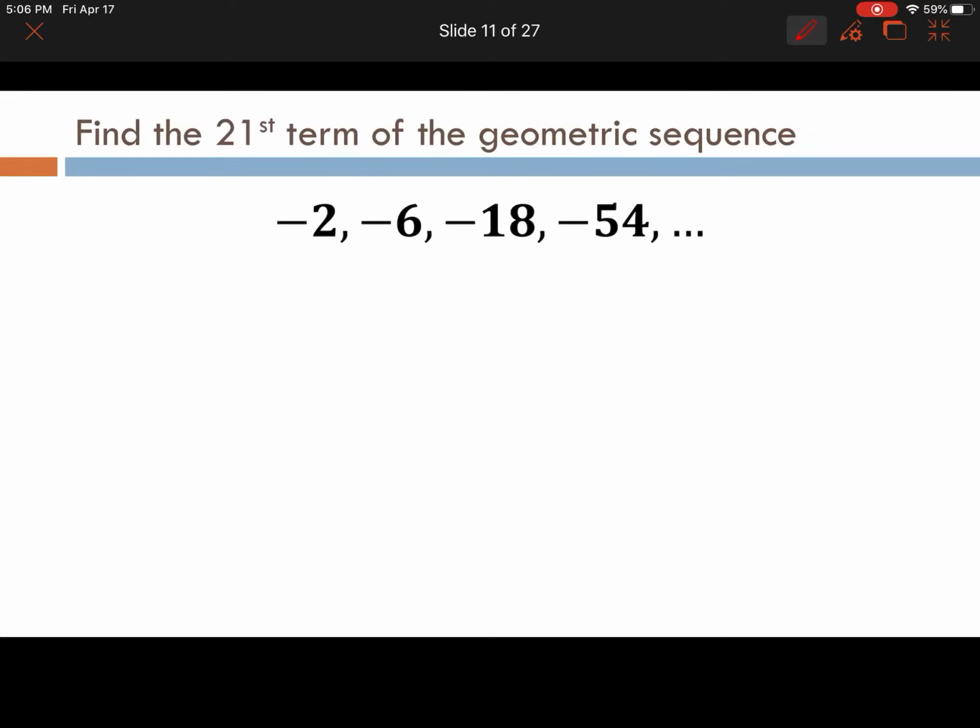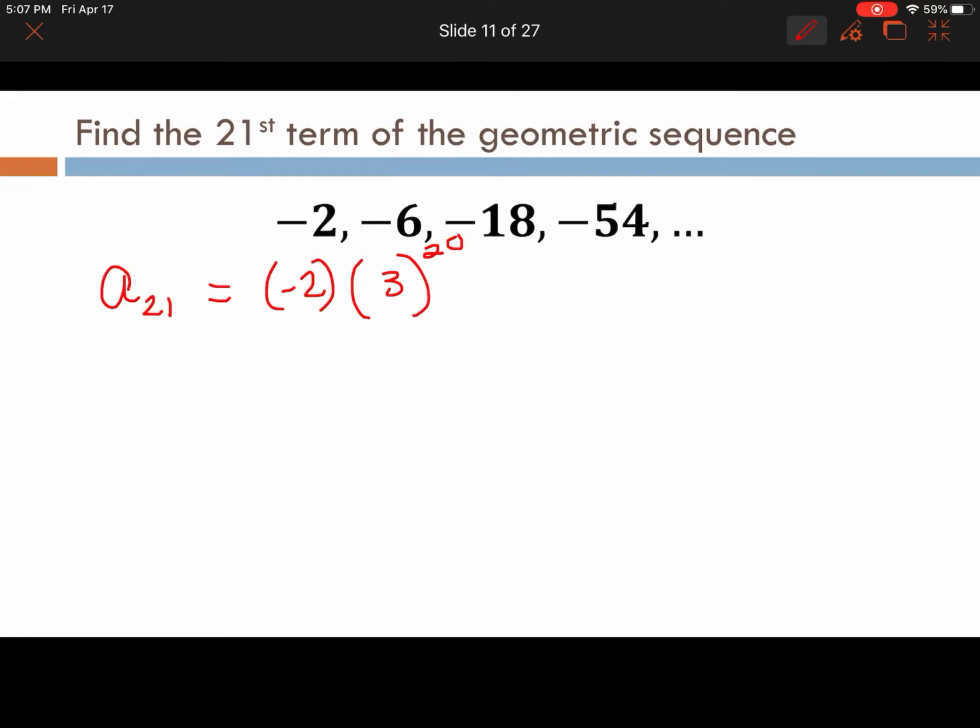Okay, so now we're back to our problem. We want the 21st term, so we want a sub 21. I know that a sub 1 is negative 2, right? And then I'm going to have r, which is, remember, 3, to the 1 less than whatever one we're doing, to the 20th.